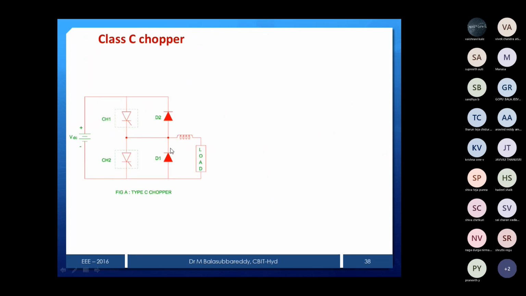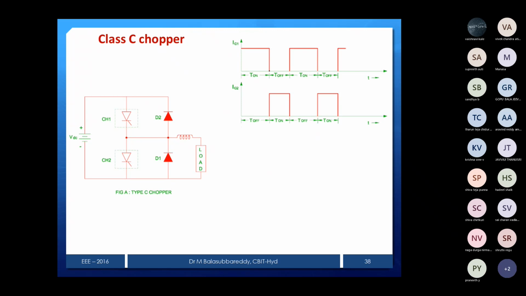Now in these waveforms you can see that while giving firing pulses, CH1 and CH2 should not fire at the same time. Why? If I give pulses like that, the supply will be short circuited. Suppose CH1 and CH2 fire at the same time, then the supply will be short circuited. So that is the reason we should not give firing pulses together. We give a pulse to Ig1 and there is no pulse to Ig2. Similarly, if there is a pulse to Ig2, there is no firing pulse to Ig1. Like that, you have to provide the firing pulses.